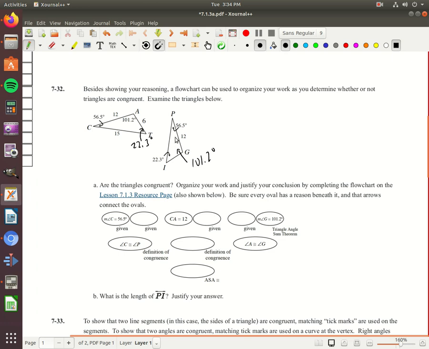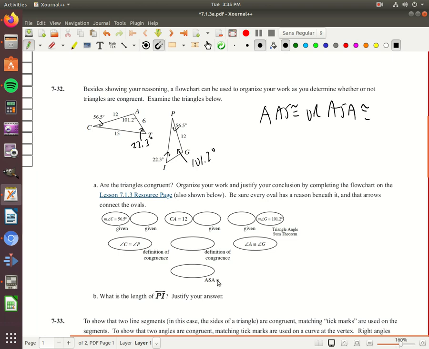So now we say, look, the angles are all the same, which is good. And then we have the side opposite the 101.2. I'm sorry. The side opposite the 22.3 equals 12. So we do either have angle side congruence, or we have angle side angle congruence. Now you can see what they did here is they chose to go with angle side angle. So they must be using the 56.5 and the 101.2, right?